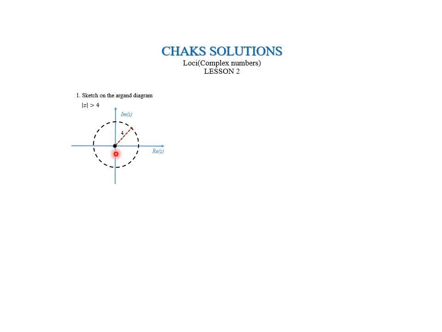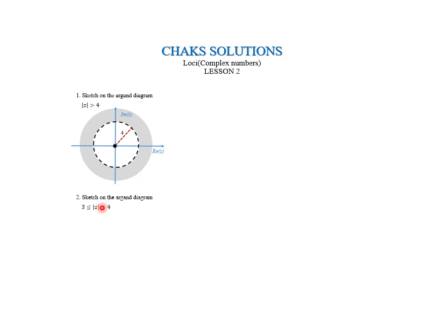So we need to shade the region here. The region is outside the circle. Why are we shading outside the circle? Because the distance from the origin to any point outside the circle will be greater than 4. If we move from this point to this point, which is in this region, that distance will be greater than 4 units. That's why we shade the region outside the circle. Alright, then we go to the next example here.